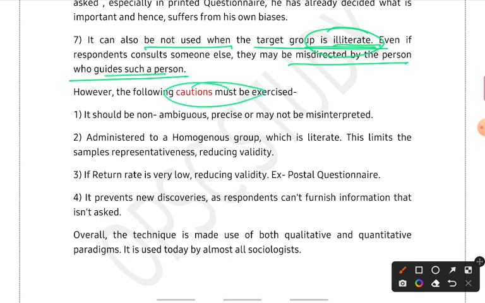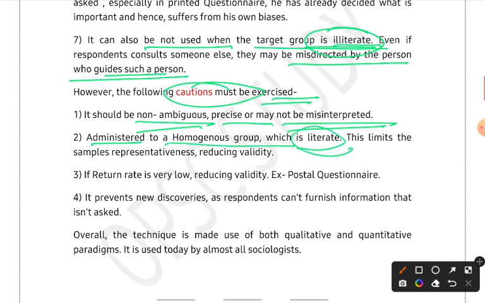Now, what are the cautions? What are the preventive measures that you need to exercise in order to perform this? It should be non-ambiguous, precise, and not open to misinterpretation. Researchers should be very clear and cut in order to ask these questions. It should be very simple in language, non-ambiguous, and very precise in nature. Then it should be administered to a homogeneous group which is literate. If you want to ask a particular question, you ask the particular population who is involved in that particular institution, rather than the one who is not.